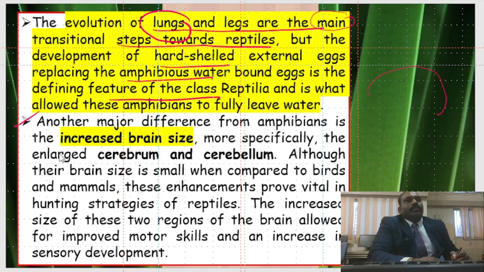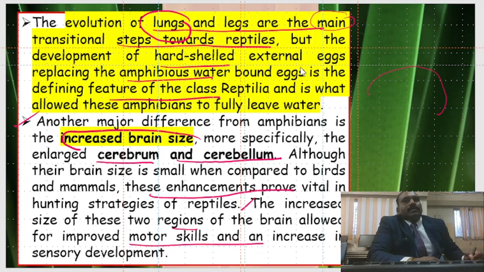Another major difference from the amphibians is an increased brain size, more specifically the enlarged cerebrum and cerebellum. Although the cerebellum and the cerebrum of reptiles are comparatively less developed than in mammals, and their brain size is small compared to birds and mammals, these enhancements prove vital in the hunting strategies of the reptiles. The increased size of these two regions of the brain allowed for improved motor skills and increased sensory development.